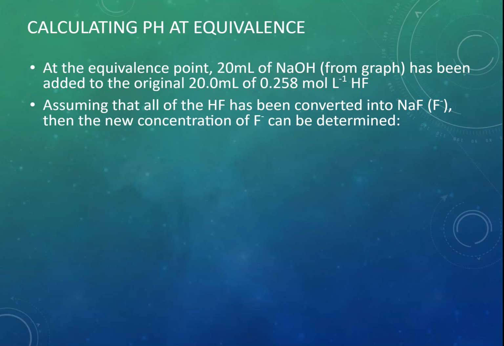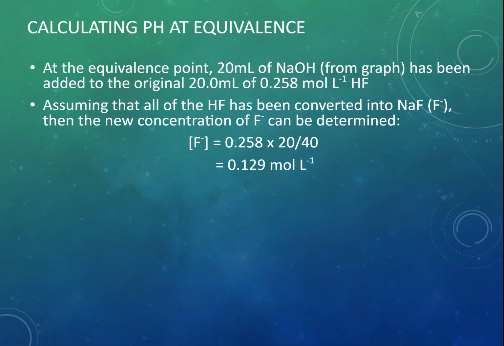So if we assume that all of the HF has been converted into sodium fluoride, which is fluoride ions, which is our weak base, then we can work out the concentration of our fluoride ions simply by taking the original concentration of hydrofluoric acid and then diluting that 50%, because if all of the particles of HF have been turned into F-, then the same number of particles will be there, simply diluted by 50%, 20 over 40.